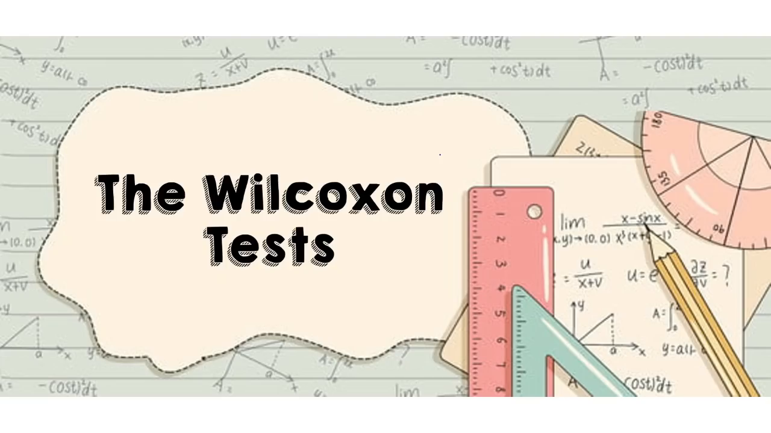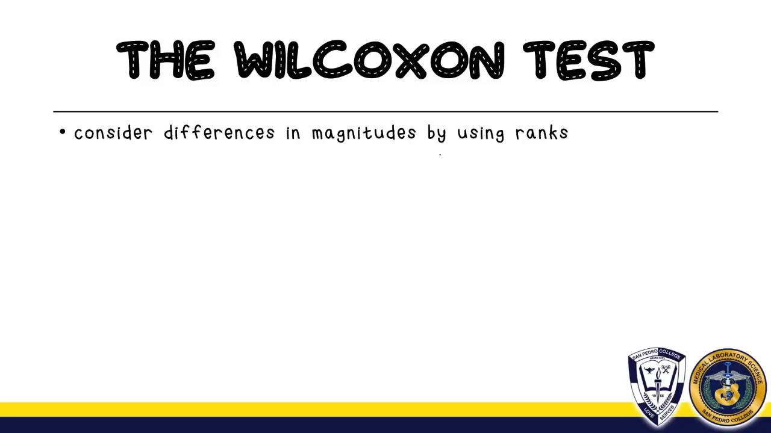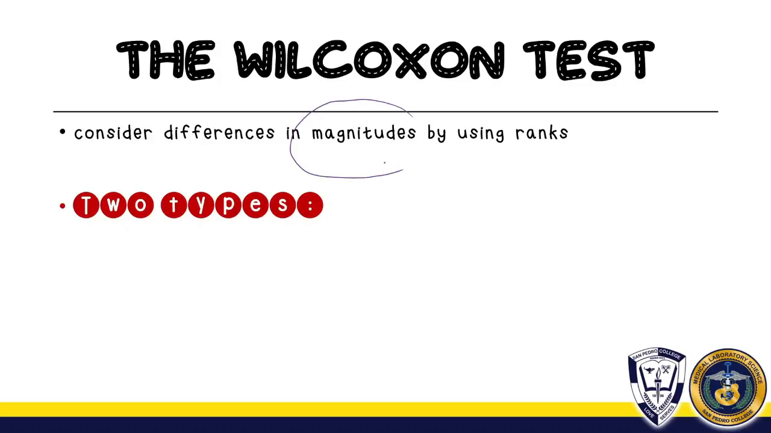Okay, so let's proceed to our next test, which is your Wilcoxon test. So what is this Wilcoxon test? Now, Wilcoxon here considers differences in magnitude by using ranks. If we compare Wilcoxon to the sign test, the sign test only shows the difference. But in terms of how much they differ, if the difference is great or not, that is the Wilcoxon test. So they differ in terms of the magnitude. The sign test does not mind the magnitude. It just shows you the difference.